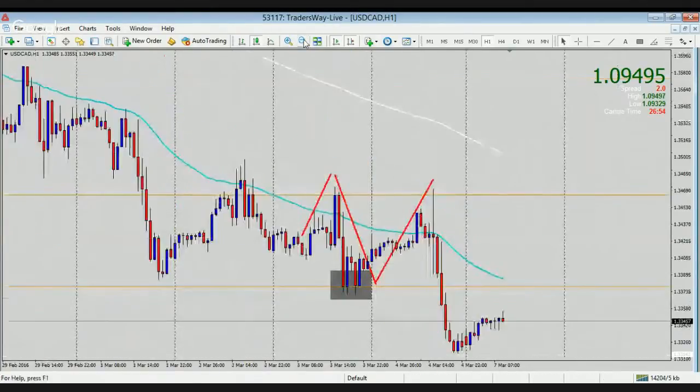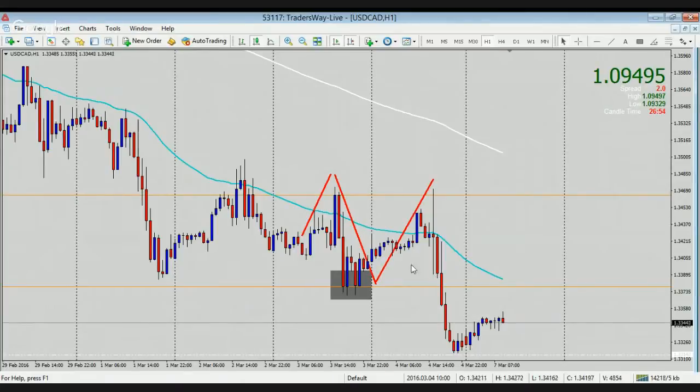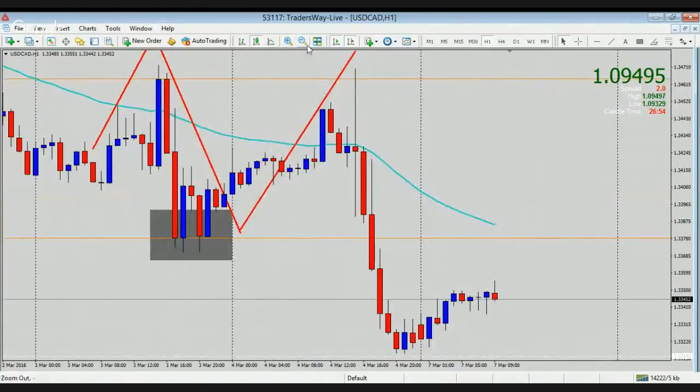All right, so here is one exit. This is one exit right here. Okay, there's many exits, but this is one exit. This is the first exit after this M formation formed. Okay, first exit. So you hit your take profit, and it keeps going down.